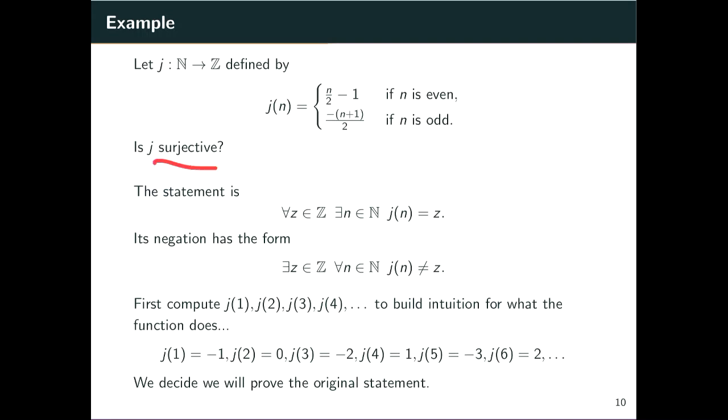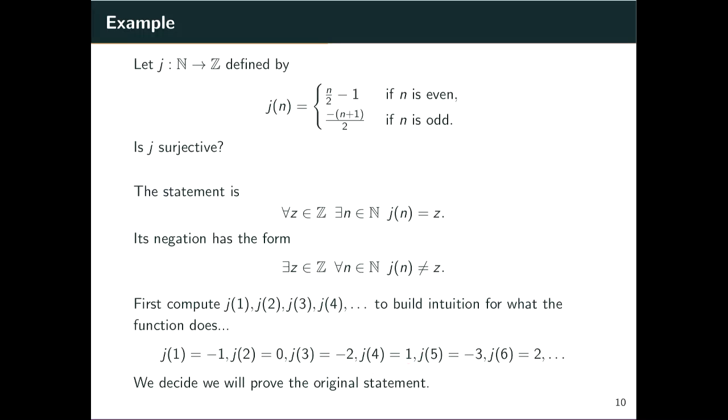I guess what we're trying to do is decide, is it surjective or not? I've already told you it's going to be surjective, but first maybe compute some numbers to get a feel for what the function's actually doing, because this function is a little bit tricky. So let's start with the first number in the natural numbers, which is 1, and then compute a few more. So j(1), since 1 is odd, this is going to give us minus 2 over 2, which is minus 1. When n equals 2, then we go into this side, and it's going to be 1 minus 1, which is 0. And 3 gives us minus 2. n equals 4 gives us 1.